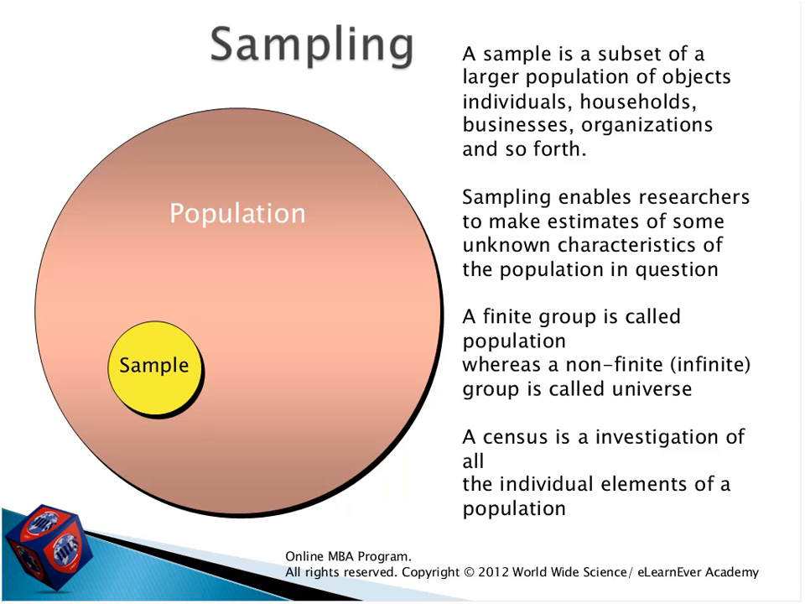And a finite group is called population, whereas a non-finite, infinite group is called universe. So it is very clear. And a census is an investigation of all individual elements of a population. So because of the limitation of time and budget, we cannot do the census, okay? We cannot do our research based on all of the population.